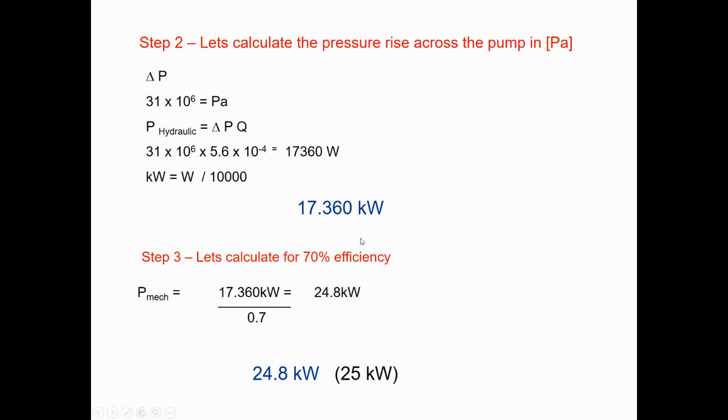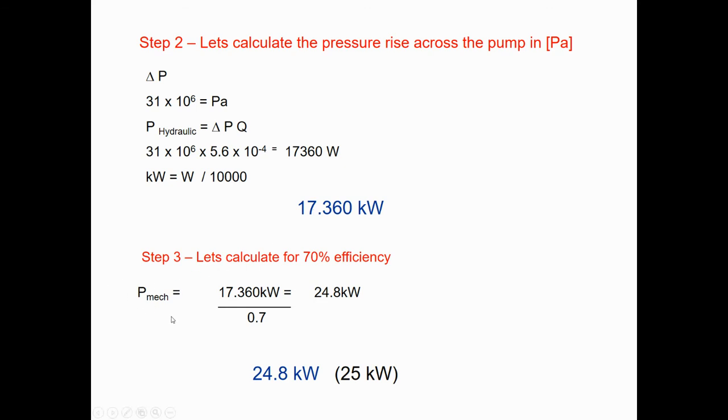The power of the mechanic, or the motor itself. So we consider that we have the efficiency of 70% for the motor. So to achieve this amount of power to operate the pump, I need more than this power because the motor itself is going to have losses, and this loss is about 30%. So the pump I would like to use should have 30% more than this power.